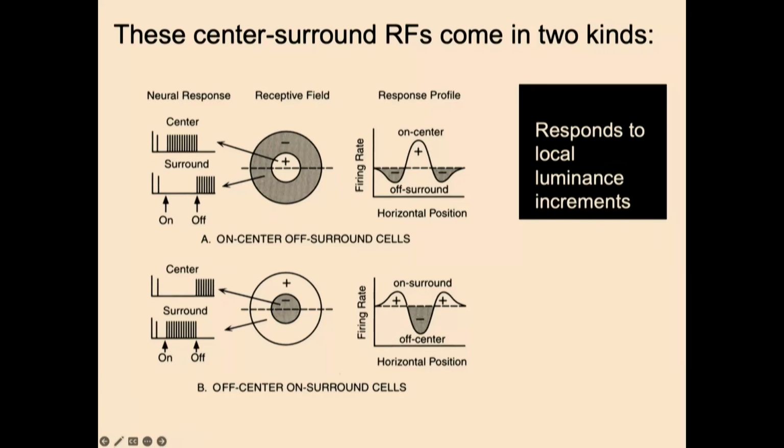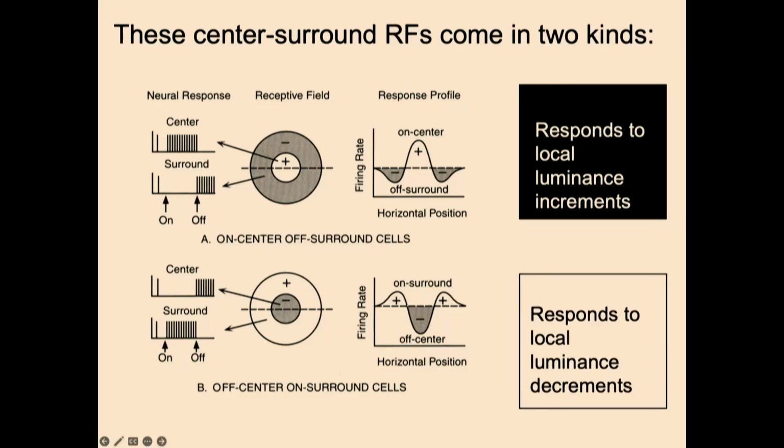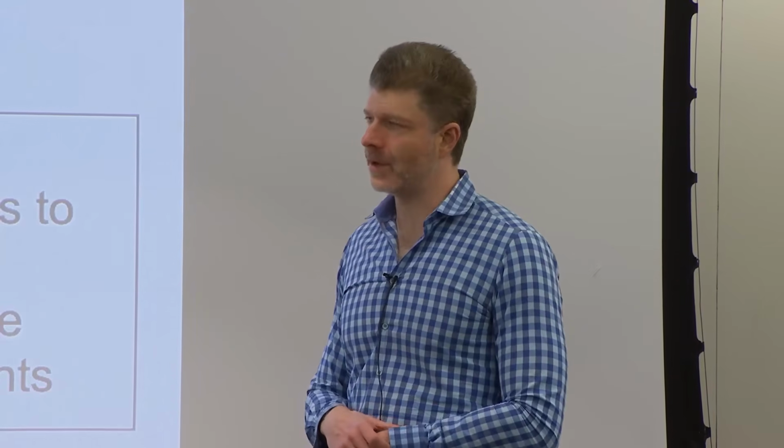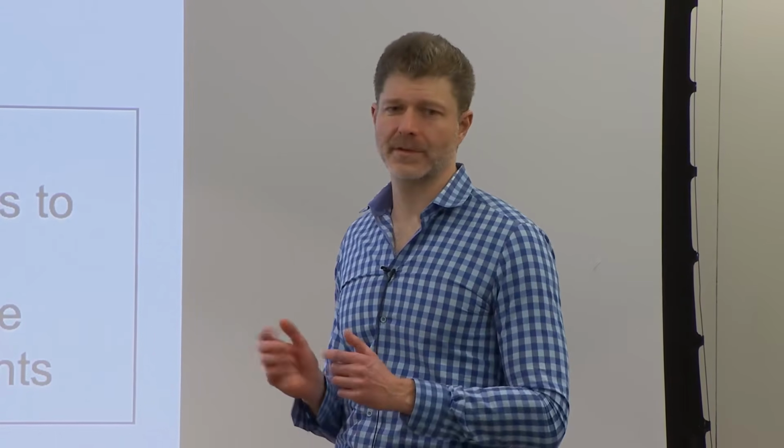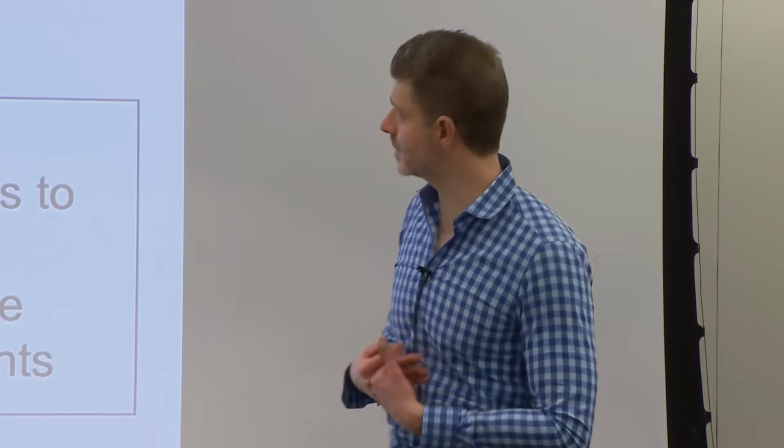And so you can think of the on-center cells as responding to local luminance increments, and the off-center as responding to local luminance decrements. Okay, so this was probably the first example of a discovery of the structure of receptive fields. And that led to a pretty large and rich research program that we'll talk more about when we get into V1 and extended throughout a lot of the rest of the visual system.